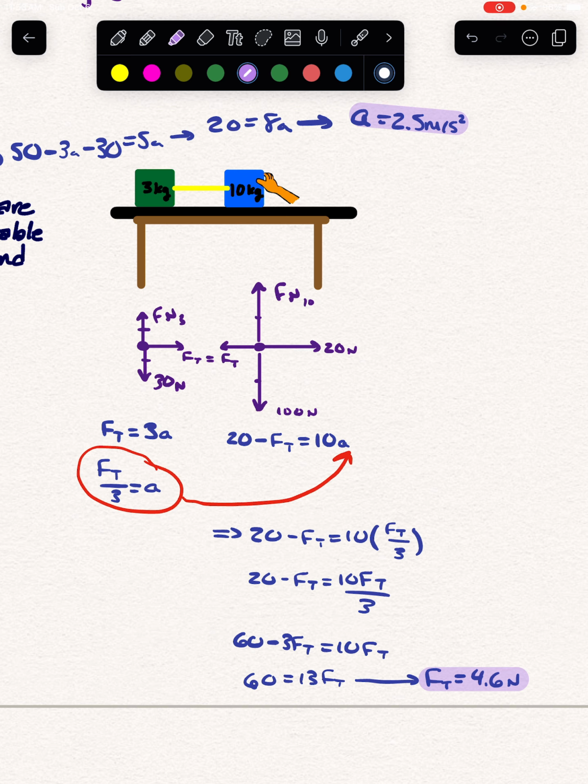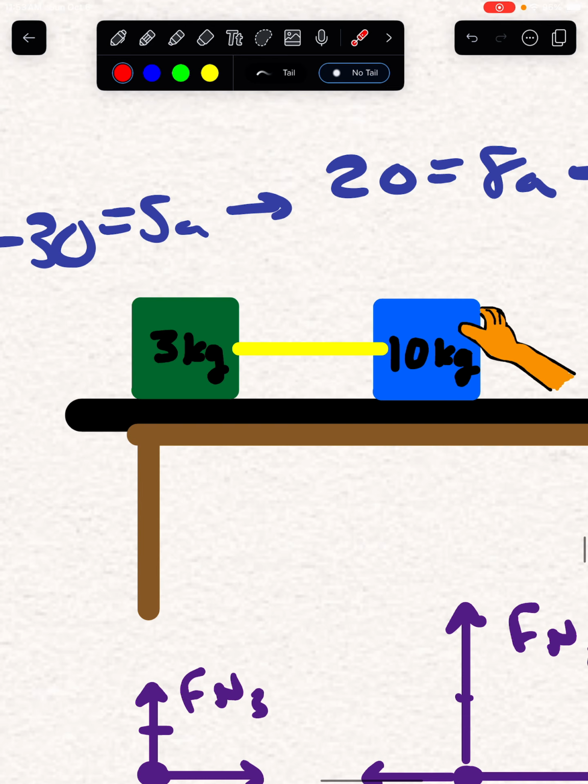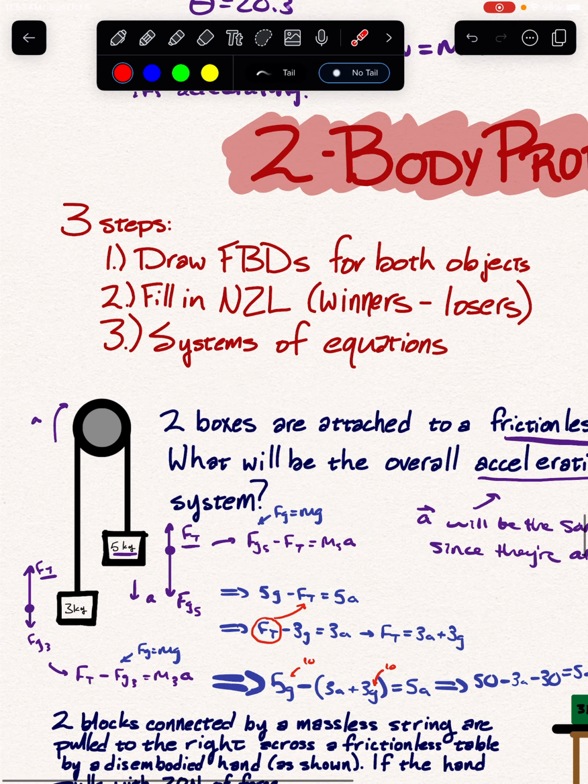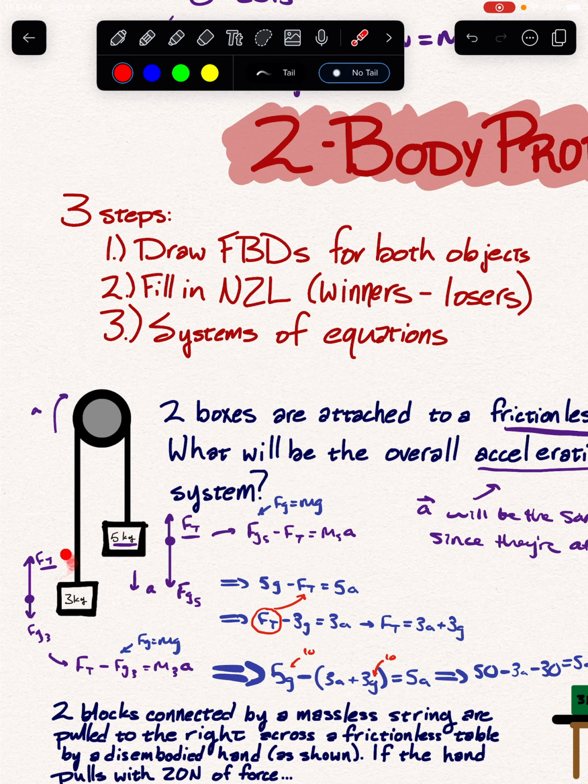And that is the key with these two-body questions: finding out which force or what thing is going to be equal. And if there's a rope, which there pretty much always is, that is the one thing that is the same for both blocks. Just like it was in that other example, right? The force of tension was the same for both because it's the same rope.